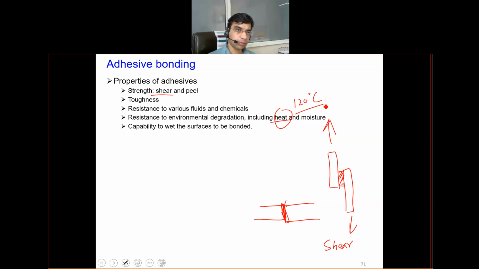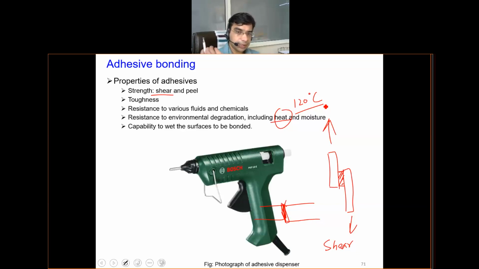So that will then no longer provide the adhesive bonding between the surfaces. So additionally, the adhesives should have the capability to wet the surfaces which have to be bonded. So typically it looks like this.